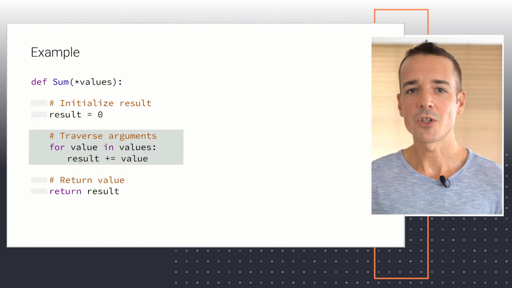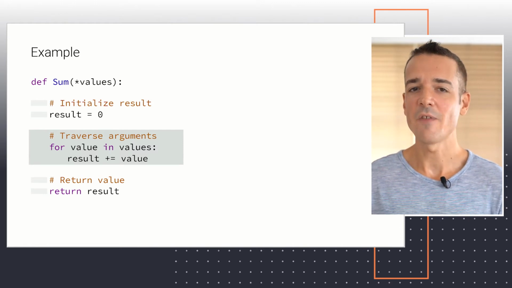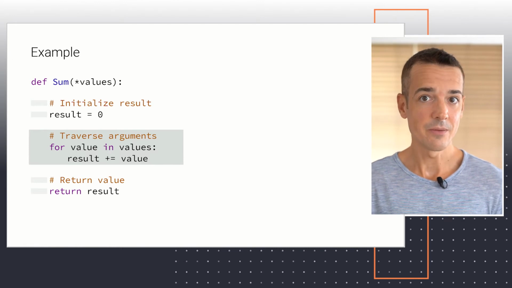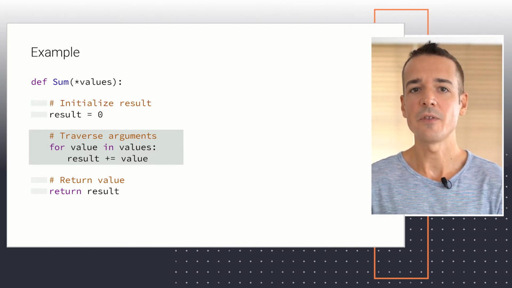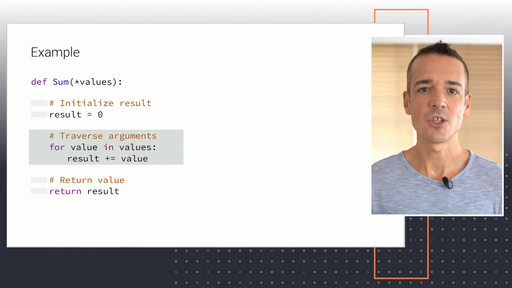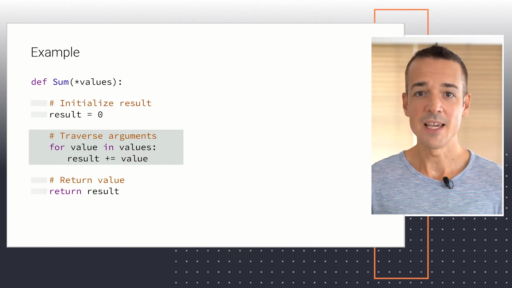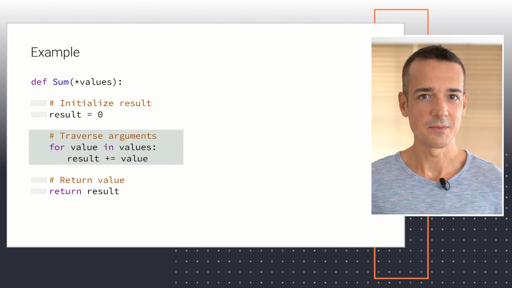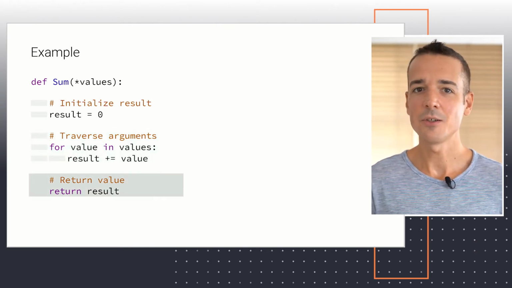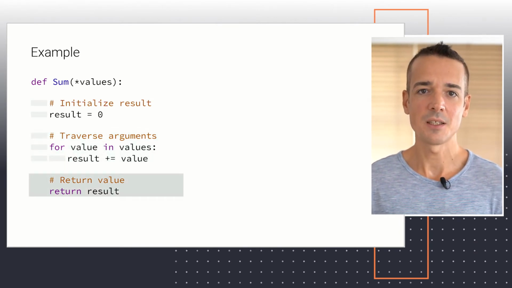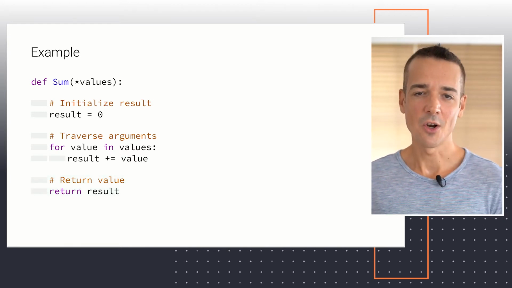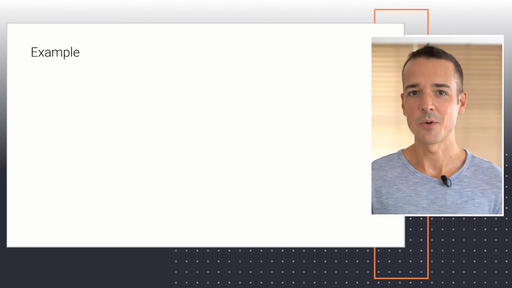Next, we traverse the list of arguments captured in variable values using a for loop, where variable value, in singular, adopts the value of each individual argument in each iteration of the loop. In the body of the loop, we add the current value to variable result. The last block of code simply returns the accumulated sum as the result of the function. Here are some possible function calls made in a simple main program.